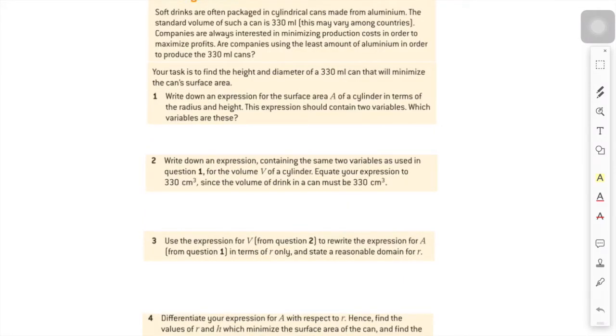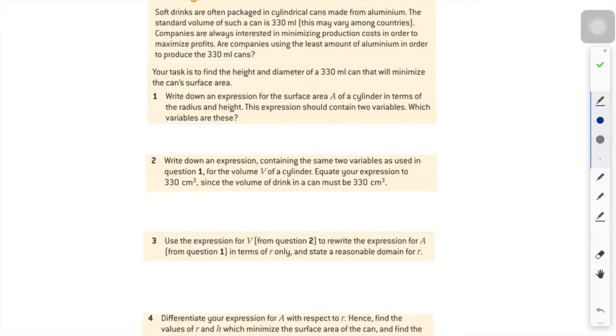Okay, so now I'm assuming that you have tried investigation 23, and let's take a look at how this can be done. Soft drinks are often packaged in cylindrical cans made from aluminum. The standard volume of such a can is 330 ml. This may vary among countries. Companies are always interested in minimizing production cost in order to maximize profits. Are companies using the least amount of aluminum in order to produce the 330 milliliter cans? Your task is to find the height and diameter of a 330 ml can that will minimize the can's surface area.